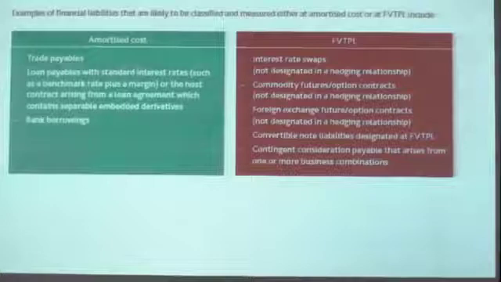Fair value through P&L. Can you remember? Derivatives will be measured at fair value: interest rate swaps, commodity futures, foreign exchange futures and future contracts. Is that clear? All our derivatives will be measured at fair value through P&L. Convertible notes designated at fair value through P&L. Contingent consideration. What are these convertible notes? It's a nice story, right? I will take time to explain, because you may sometimes be the advisor to the entity.